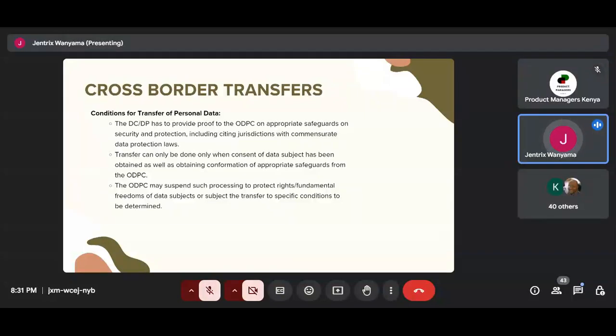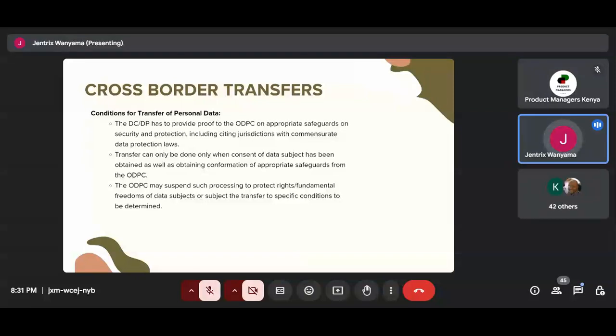As a data controller or processor, you have to provide proof to the ODPC on appropriate safeguards on security and protection, which mostly includes jurisdictions which have good data protection laws. The good thing about this is that, unfortunately, we are a third world country, and so we tend to use service providers who are mostly from the West, your Amazons and what have you. So some of them are already recognized, but this is still a process that you need to do and ensure that if you're transferring data, then it's going to a jurisdiction that has those appropriate safeguards.